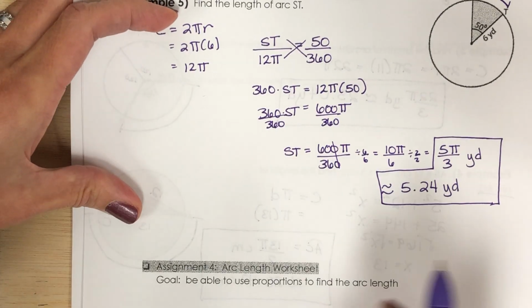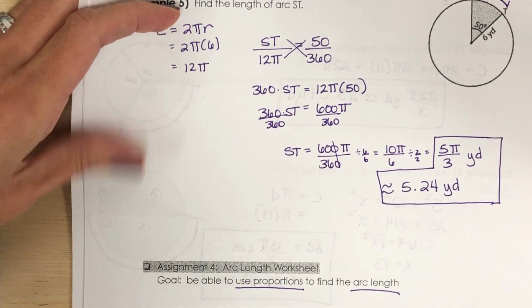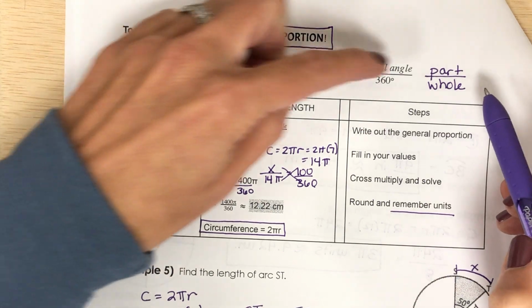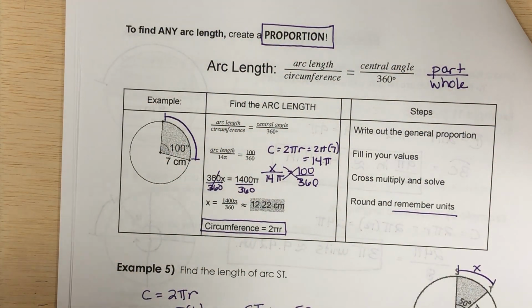Your goal is that you want to be able to use proportions to find the arc length. And again, if you can just remember part over whole equals part over whole, you will be good to go, especially for the next section.